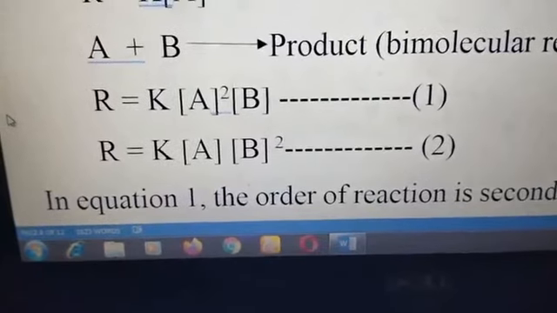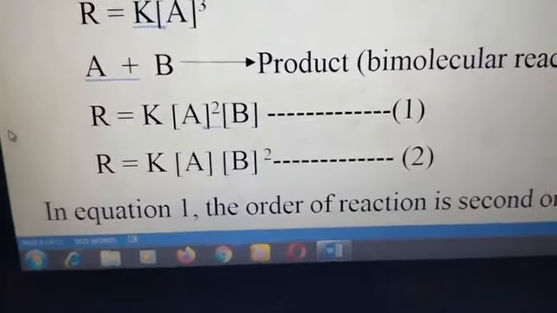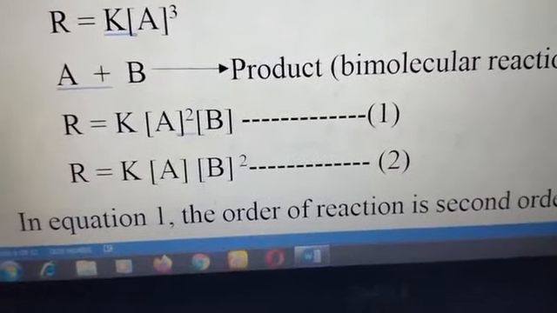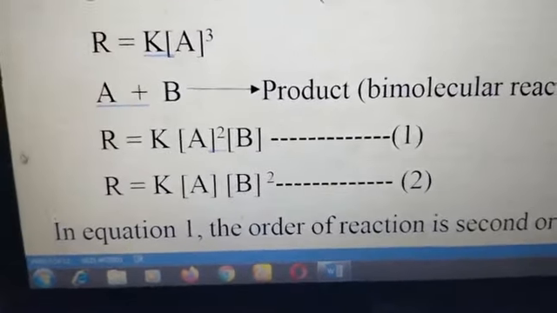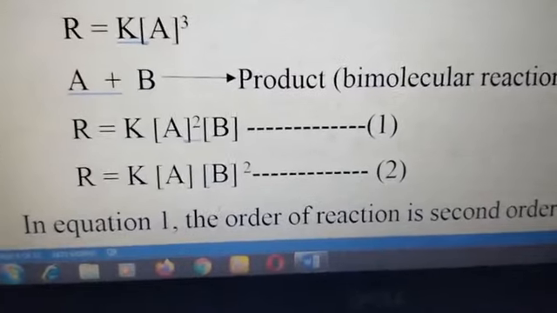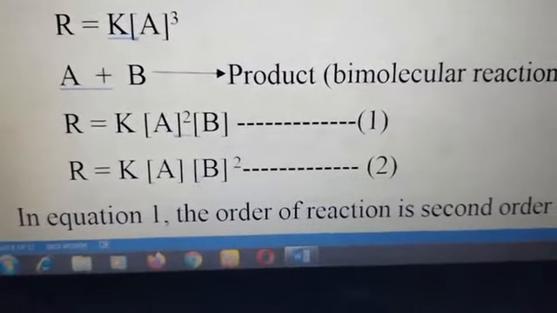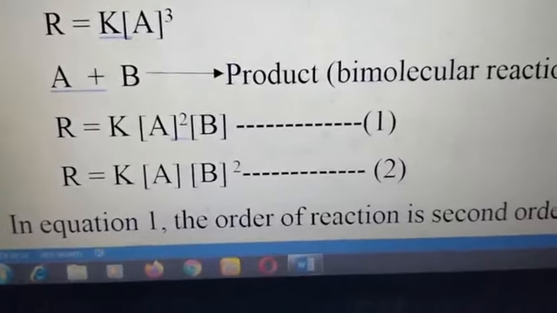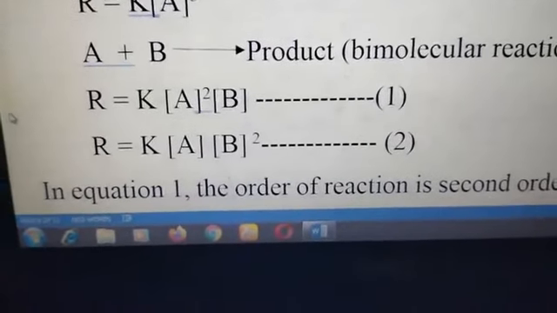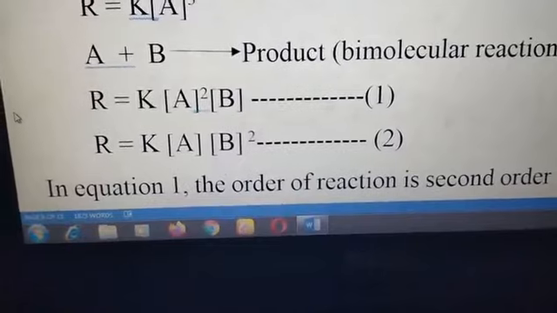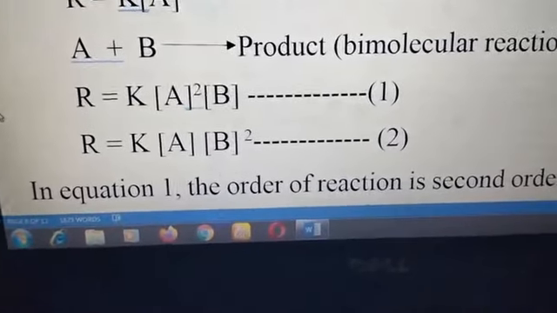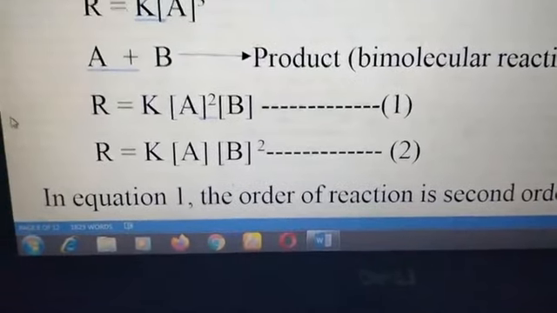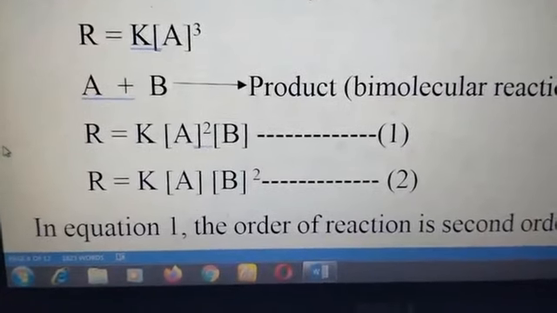That means in this first expression, the overall order is 2 on A plus 1 on B, giving us 3. That is third order. And the rate of reaction is second order for A and first order for B. If you want to find the overall order, you add the two powers, 2 plus 1, giving us 3. Or it can be written as R equals K, concentration of A raised to power 1 and then concentration of B raised to power 2. That means first order with respect to A and second order with respect to B.